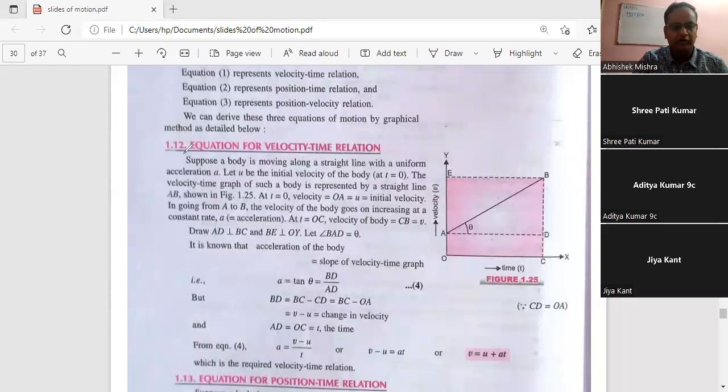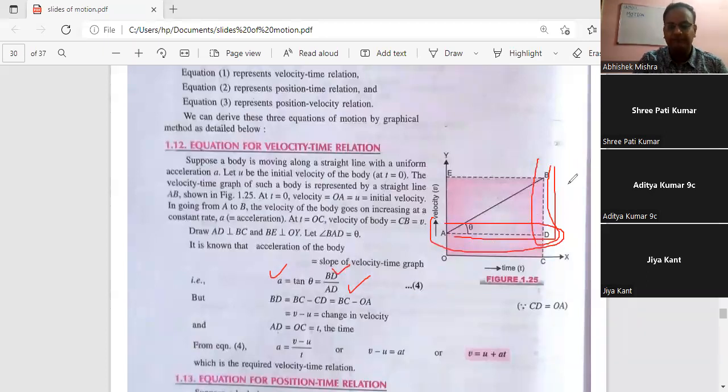So now all of you see, it is known that the acceleration of the body is equal to the slope of the velocity-time graph. During today's offline class also we have done this, that the slope of the velocity-time graph is the acceleration. So acceleration a is equal to tan theta, and tan theta, you know, is perpendicular by base, that is BD by AD. Did you get it? This is BD and this is AD. So tan theta is equal to BD by AD.